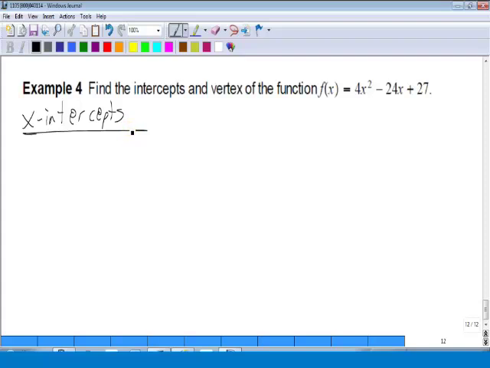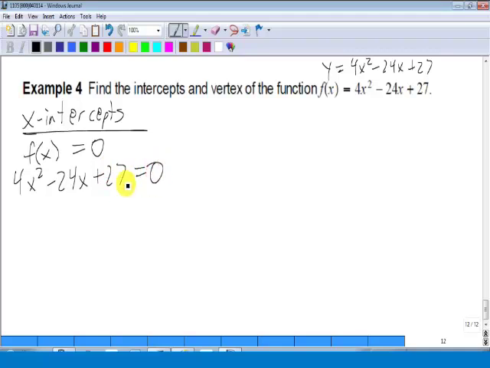To find the x-intercept of an equation, we generally substitute 0 for what? For y. Substitute 0 for y. Since we really don't have a y here, basically it's y equals 4x squared minus 24x plus 27. We're substituting 0 for f of x. We want to solve the equation f of x equals 0. So we want to solve 4x squared minus 24x plus 27 equals 0.